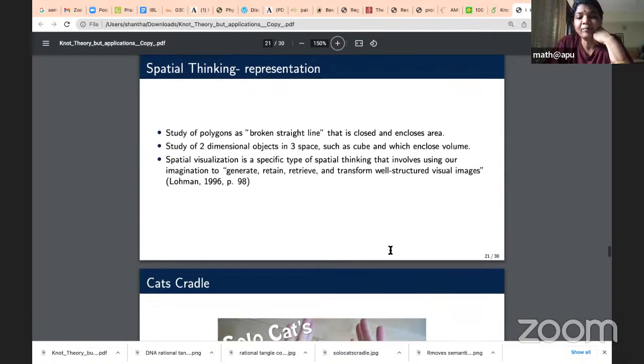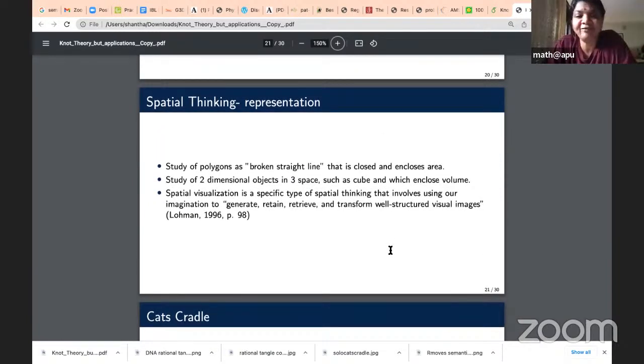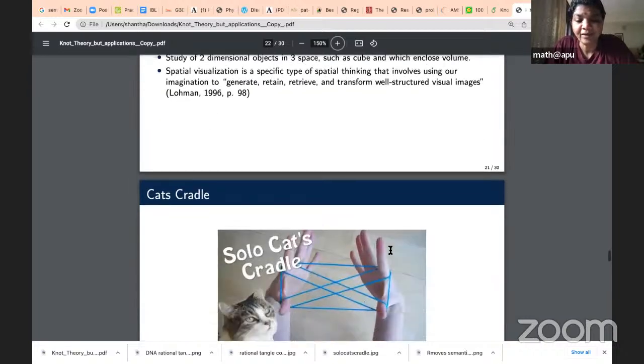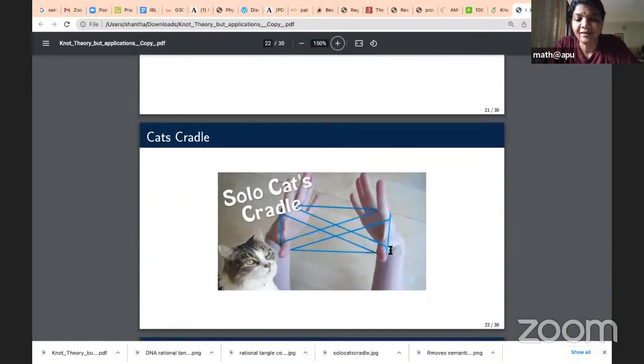Okay, so I'm now going to give 2-3 examples. This is actually the main focus of my talk, to give some examples of how we can get more experiences for our students. So there's something called the cat's cradle. Here is a picture of this. I think many of us have done this in school.